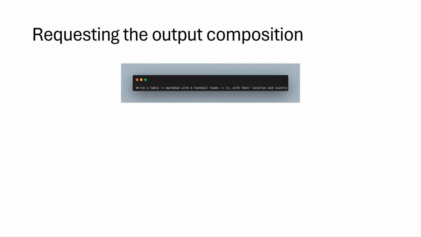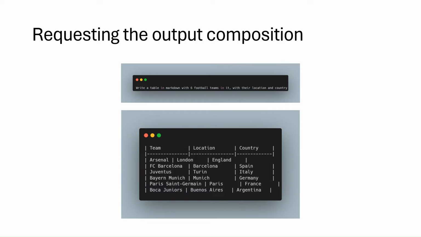So take this following example. In this query, I'm asking my large language model to produce a table in Markdown with 6 football teams in it, along with their location and country. Because we've requested a response in a specific output, the large language model has returned to me 6 football teams along with their location and country using a Markdown table.